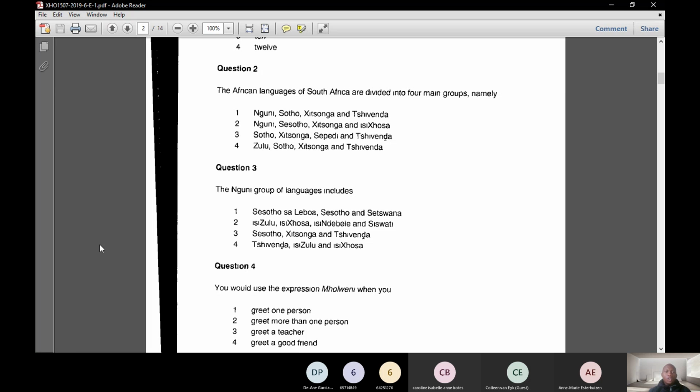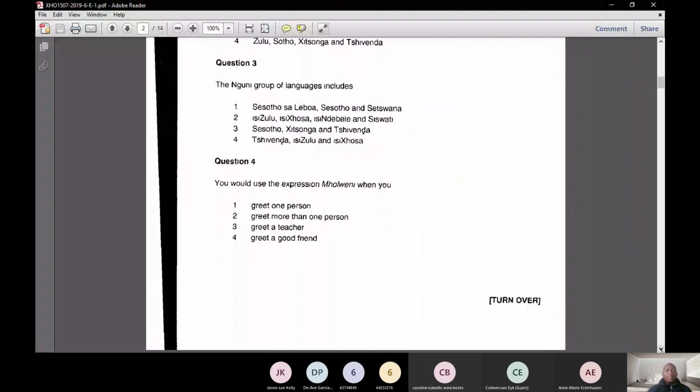Question number 3. The Nguni group of languages includes Sesotho sa Leboa. That's option 1. Sesotho sa Leboa, Sesotho, and Setswana. Option 2, isiZulu, isiXhosa, isiNdebele, and Siswati. Option 3 is Sesotho, Xitsonga, and Tshivenda. The last option is Xhosa. What's our answer for question number 3? Number 2. So isiZulu, isiXhosa, isiNdebele and Siswati are all part of the Nguni languages. Yes. Okay. All right. The answer for question number 3 is number 2.